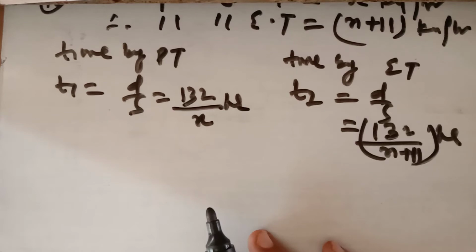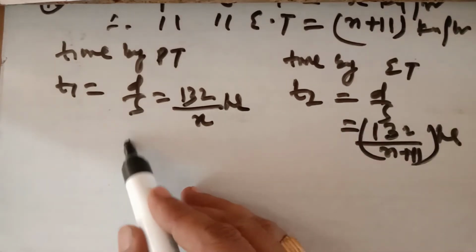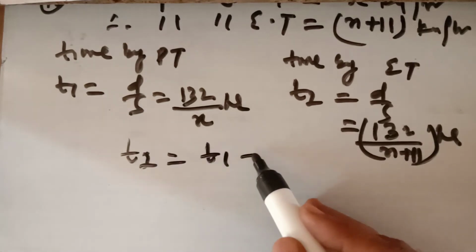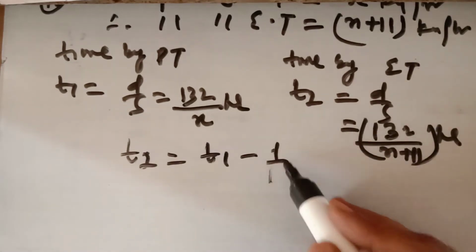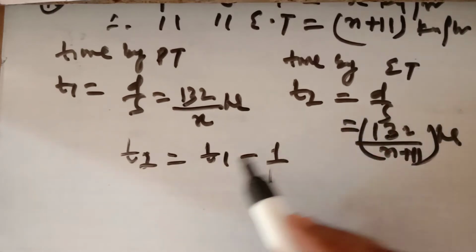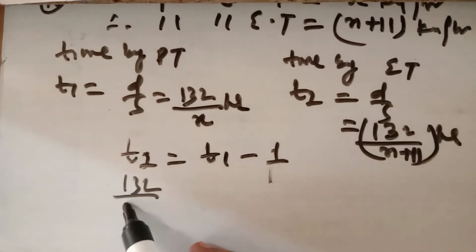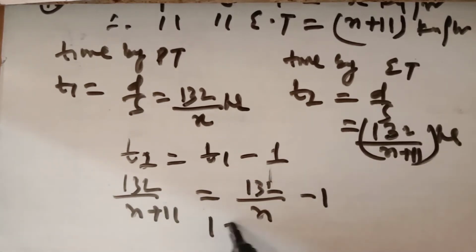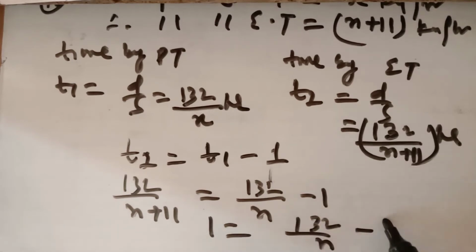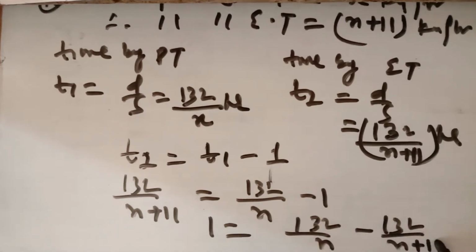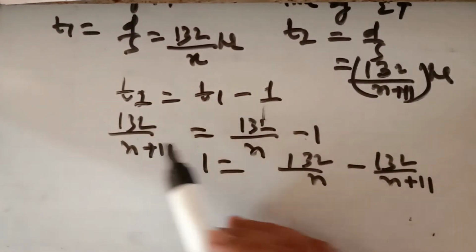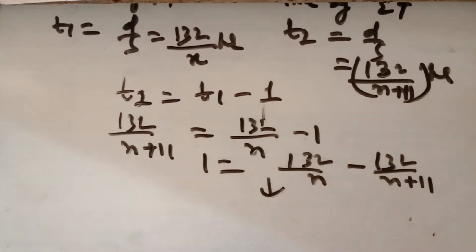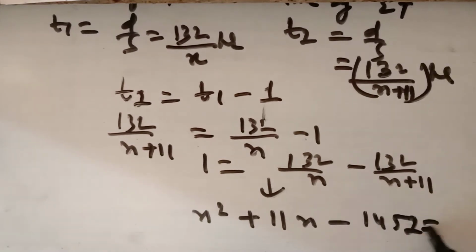Naturally this time will be less, because the express train is taking 1 hour less. So T2 is equal to T1 minus 1. It is given that the express train takes 1 hour less. So 132 upon x plus 11 is equal to 132 upon x minus 1. You can solve it by your own method. Take the 1 to the left side, make it positive, and the rest to the right hand side, and taking the LCM, you'll get the quadratic equation x square plus 11x minus 1452 equal to 0.